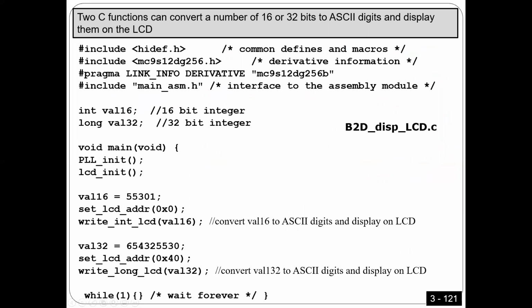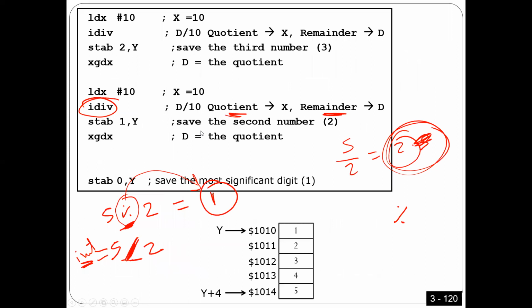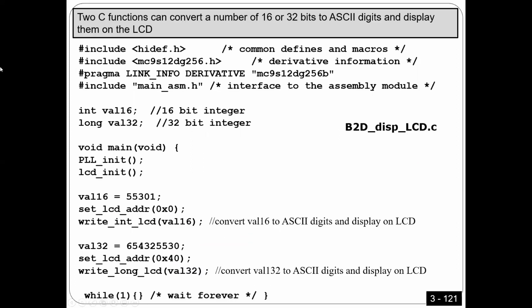So here we have a function, as you see here, guys. Again, if you want to convert by dividing by 10, it's okay. If you want to use a function, it is also okay. Now I'm going to explain what functions we have. We have two functions here, guys, in C language. One function is called write integer to LCD. We have another one called write long to LCD. Is that okay?